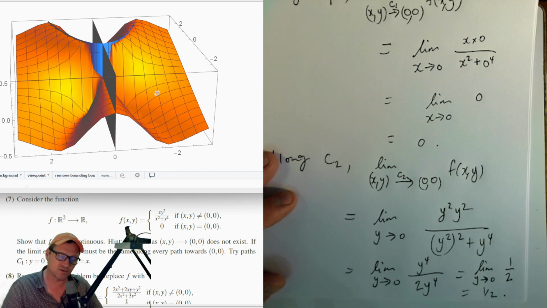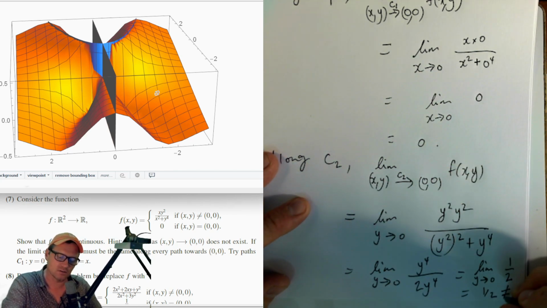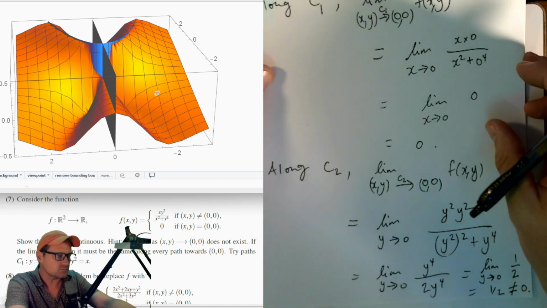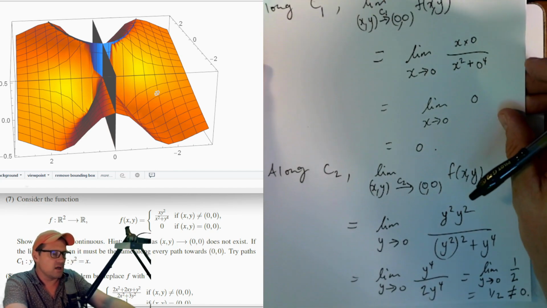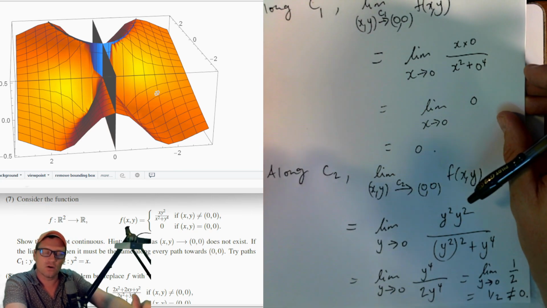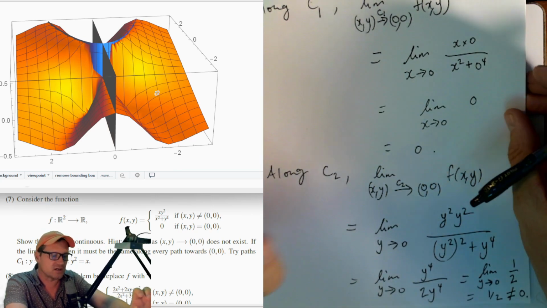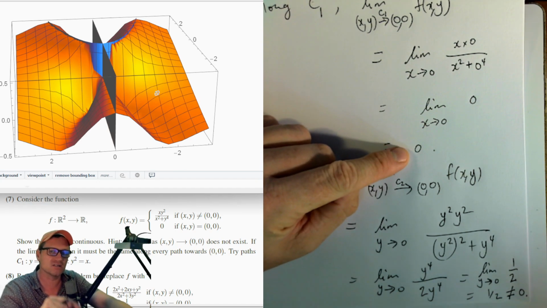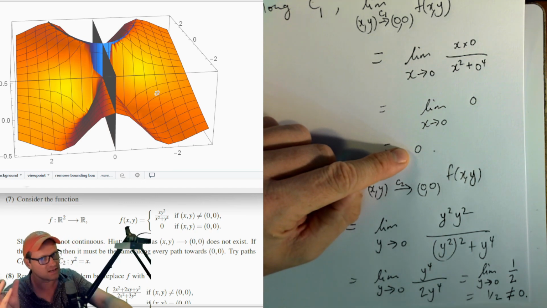Okay, now in particular, 1/2 and 0 are not the same, so let's note this is not equal to 0. So the limit as x, y goes to 0, 0 does not exist because it's two different things along two different paths, and it must be the same thing along every path towards that point of interest. In this case, it's 0, 0.